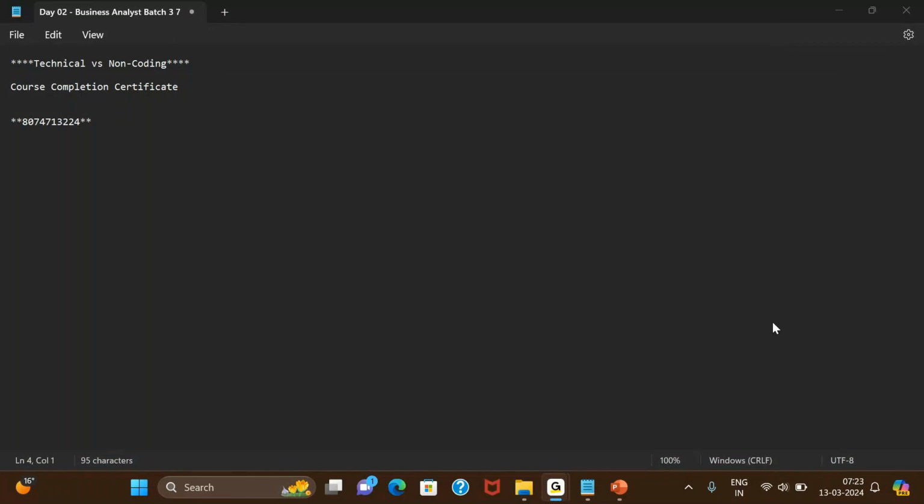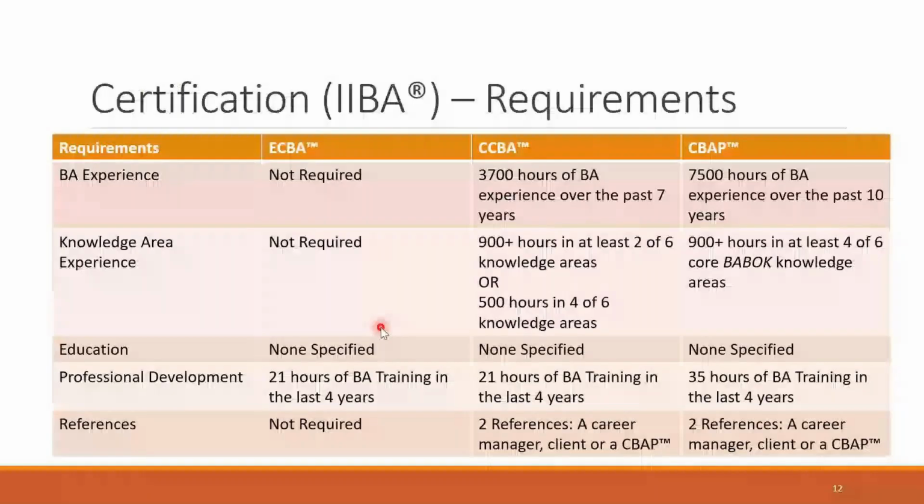Rahul, for a candidate with 2 to 3 years of BA experience, is ECBA certification enough, or do we need CCBA also? No, ECBA is more than enough. CCBA and CBAP should only be done later.